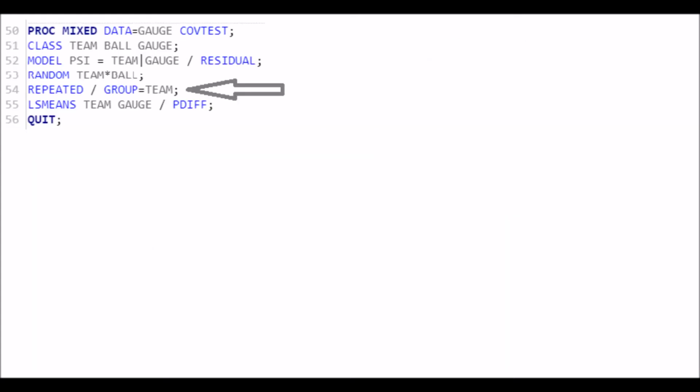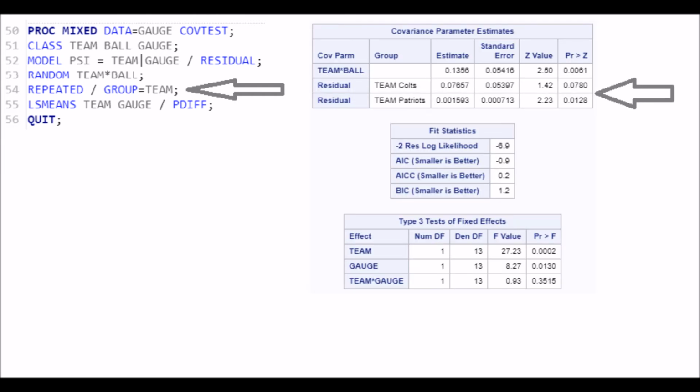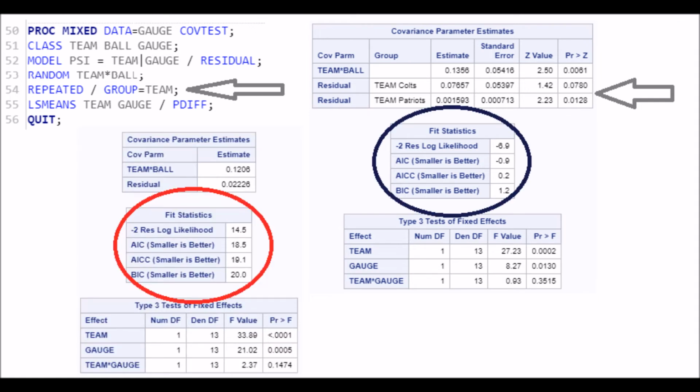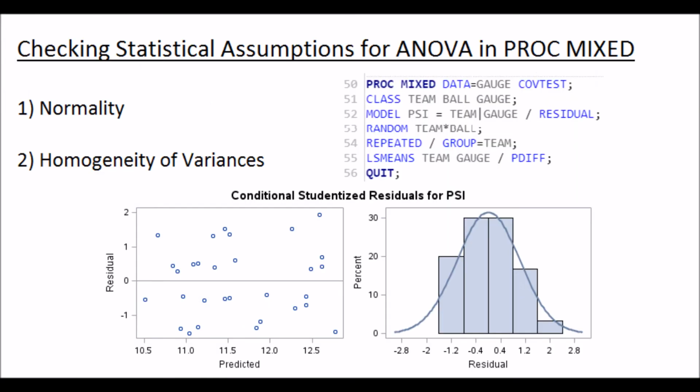This is done using the group option within the repeated statement. You will see in the resulting output that there are now 2 separate error B terms, one estimated for each level of team. When looking at the fit statistics, it appears that our new model that uses 2 separate variances is a better fit, but to confirm, we will re-examine the plot of conditional residuals.